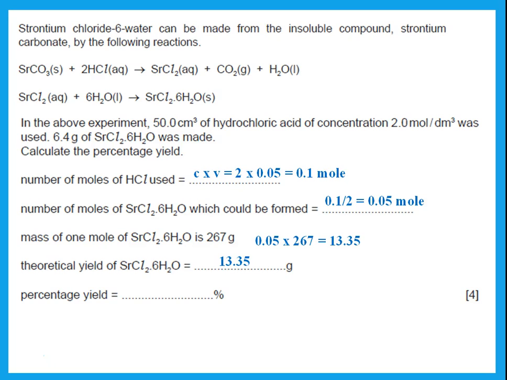But what did he actually get? He got 6.4, then the percent yield is 6.4 over the 13.35 times 100, and that comes out to be about 47.9 or 48% yield.